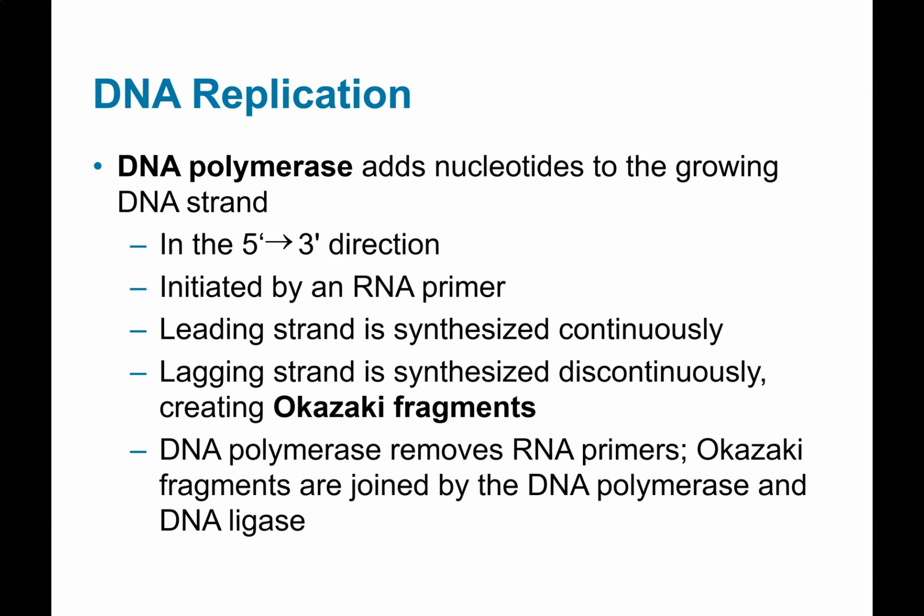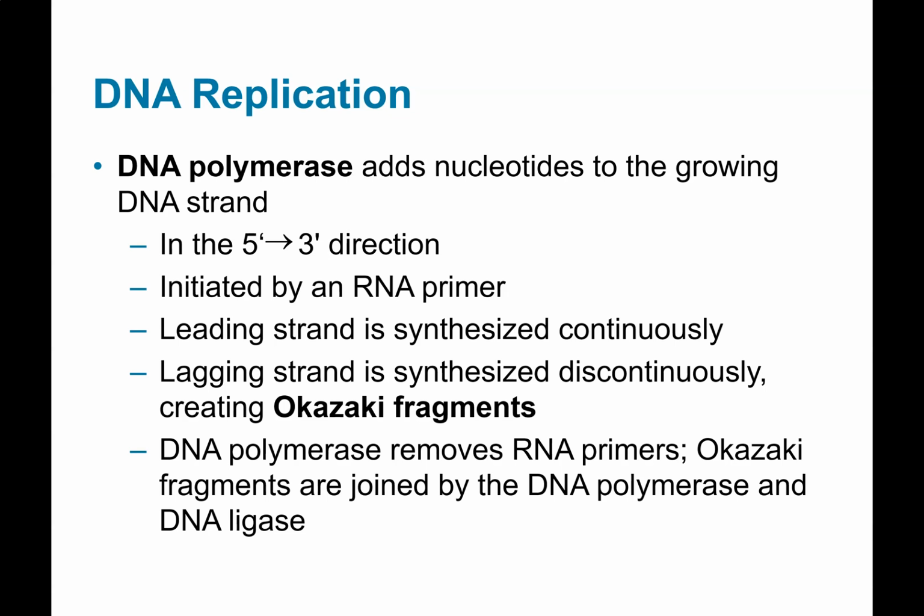Because DNA is anti-parallel and DNA polymerase can only go in one direction, you end up with the DNA being replicated in opposite directions along those two anti-parallel strands. One strand gets synthesized continuously towards the replication fork. That's called the leading strand. The other strand is getting replicated in the opposite direction of the replication fork, and that's called the lagging strand. That one doesn't get synthesized continuously. It gets synthesized discontinuously, and it creates these little fragments called Okazaki fragments.